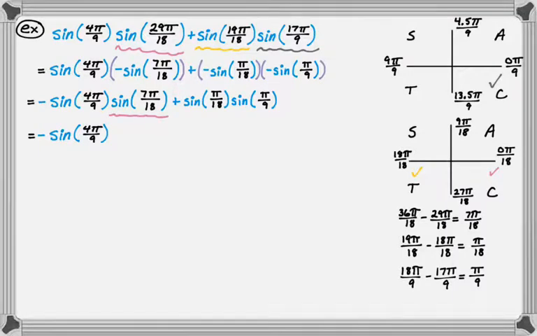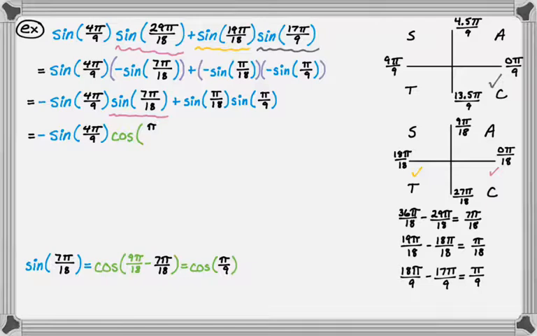So to do that, I'm going to use a cofunction identity. So the sine of 7 pi over 18 is equal to the cosine of pi over 2 minus that. So pi over 2 is 9 pi over 18, and then minus 7 pi over 18, which is the cosine of 2 pi over 18, which is the cosine of pi over 9. Okay, so I can replace sine of 7 pi over 18 with cosine of pi over 9.